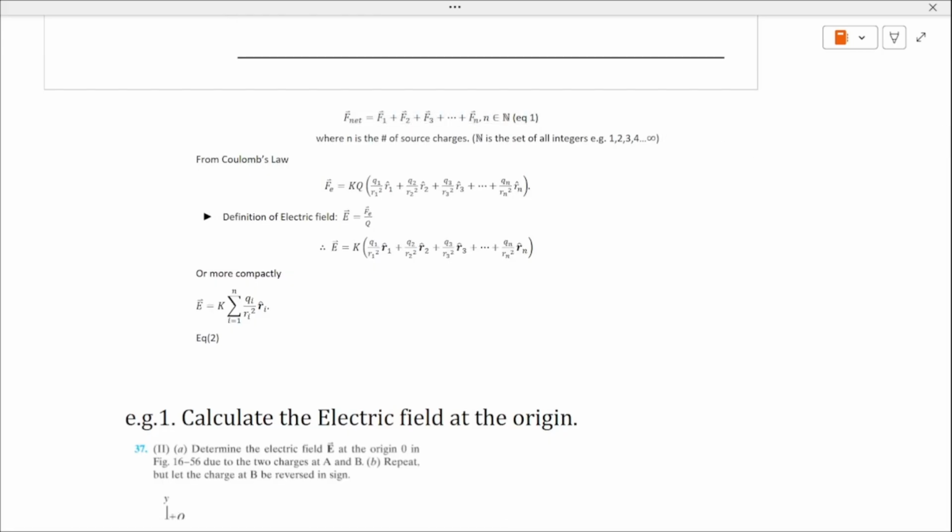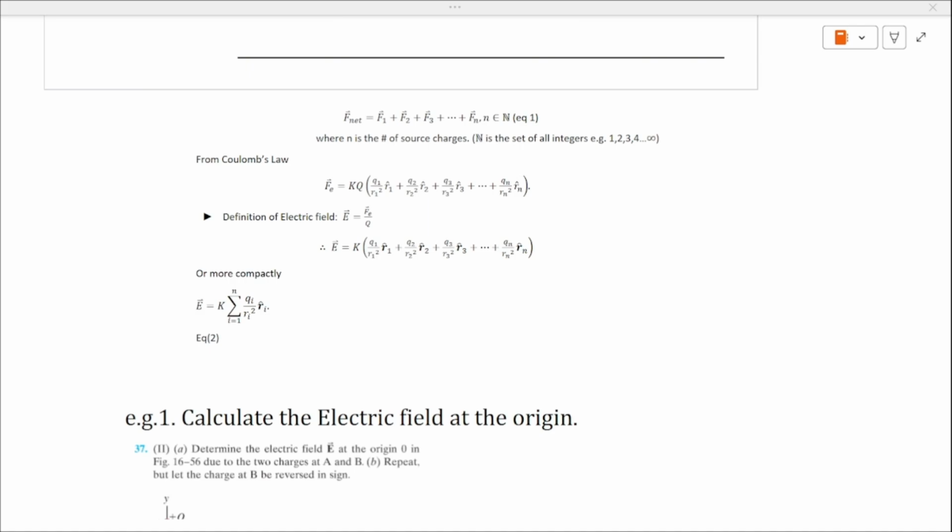And then to find the net force, we take the vector sum of all the individual forces, which can be written as such. From Coulomb's law, the net electric force on the test charge big Q is, of course, after factoring out K and Q, Coulomb's constant times the charge on the test charge times the vector sum of each source charge over the square distance from that particular source charge to the test charge.